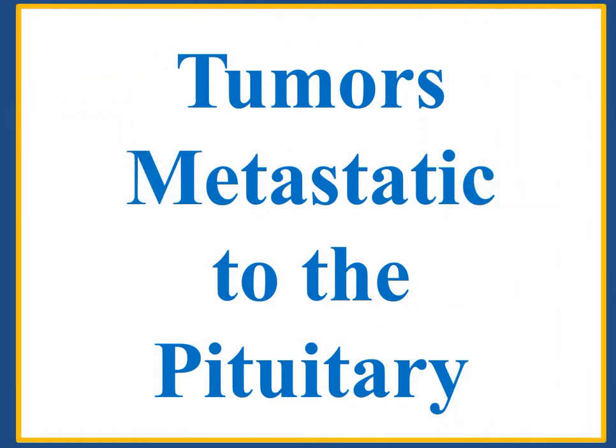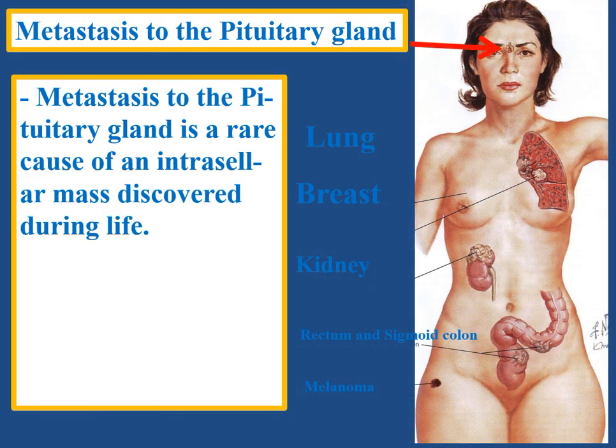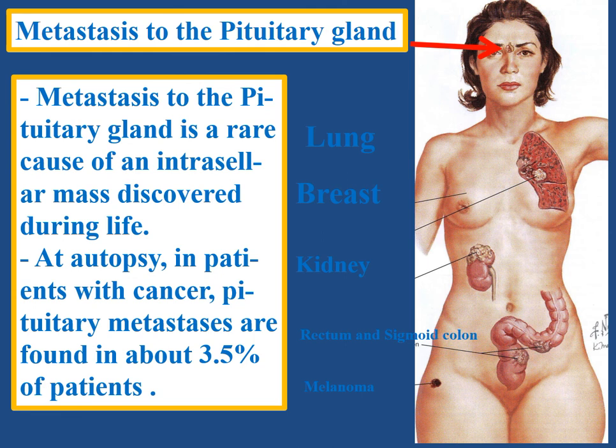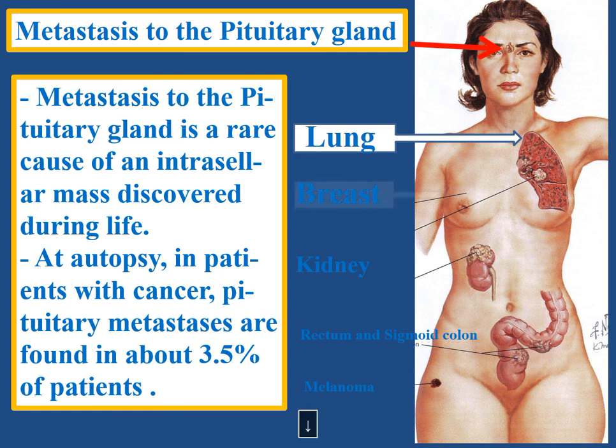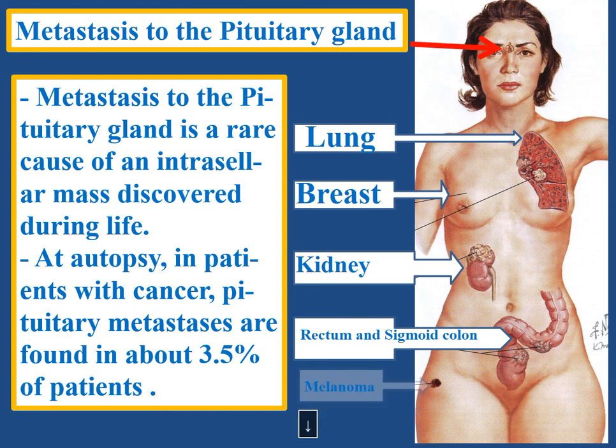The next part is a talk about tumor metastatic to the pituitary. Metastasis to the pituitary gland is a rare cause of an intrasellar mass discovered during life. But at autopsy, in patients with cancer, pituitary metastases are found in about 3.5% of patients. It may be metastasis from lung, from breast, from kidney, from rectum or sigmoid colon, or from melanoma.